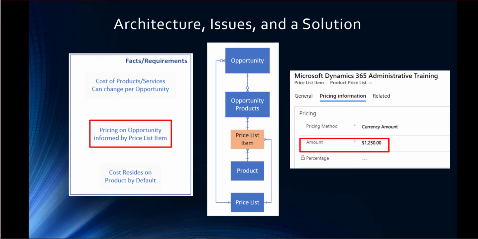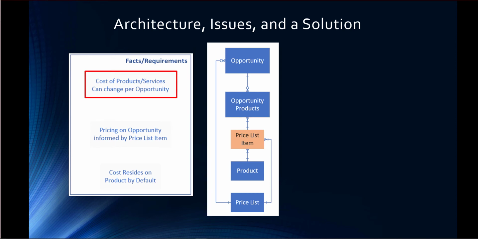And lastly, and this is the requirement and the issue, is that the cost of products and services can change per opportunity. It's just possible. I mean, that's just a fact. That's just the way it is. Just like the price can change per opportunity and you have discounts and things like that because price is often in a negotiation. That's also true if you have costs that you want to track as well.